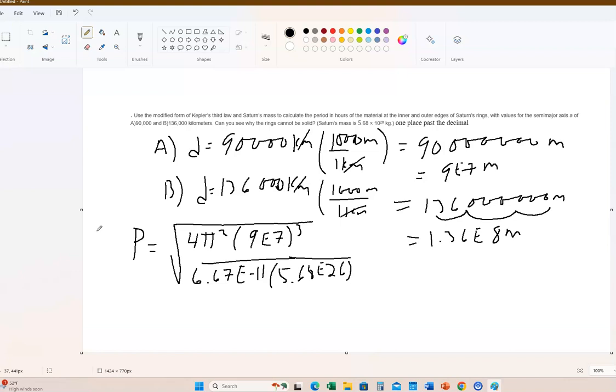All right, so it's going to be the square root. I'm using a TI-83 right now. 4 times pi squared times 9 times 10 to the 7th raised to the 3rd divided by parentheses 6.67 times 10 to the minus 11th times 5.68 times 10 to the 26th.